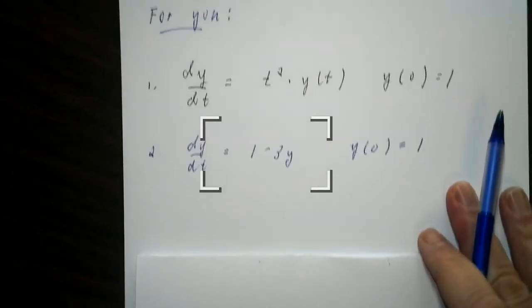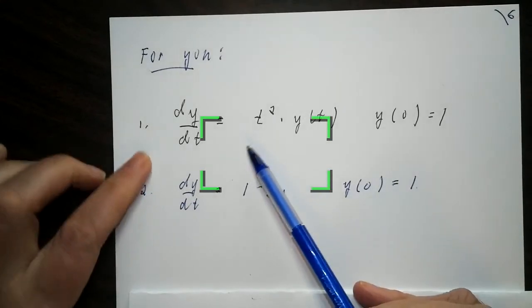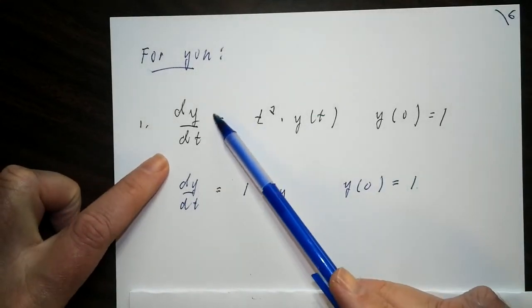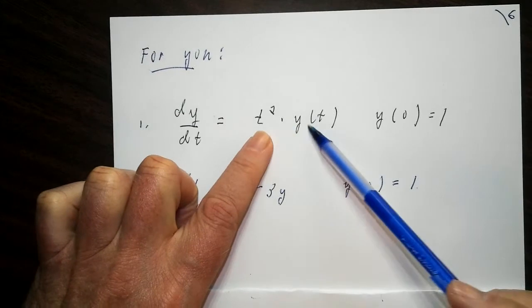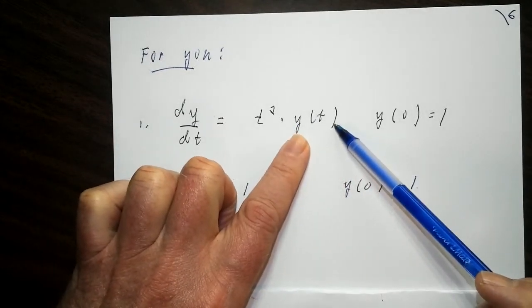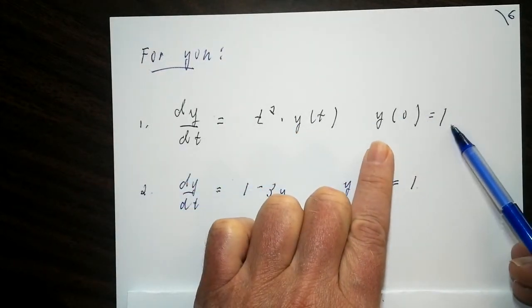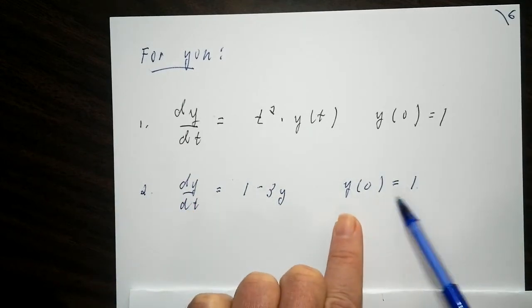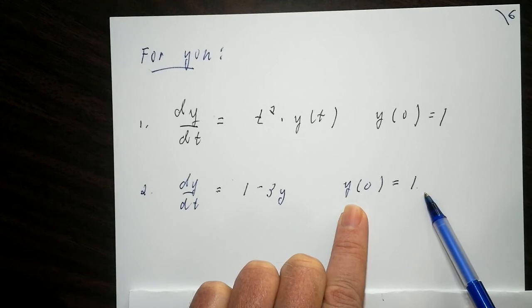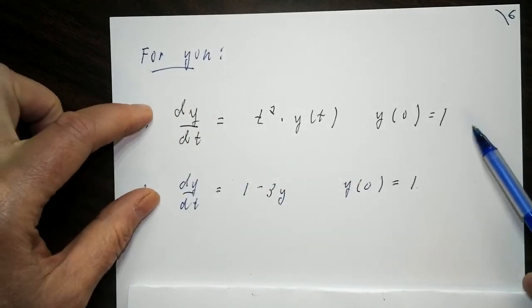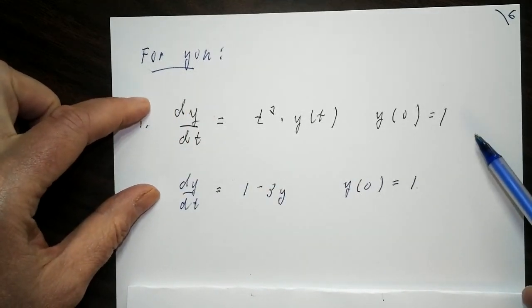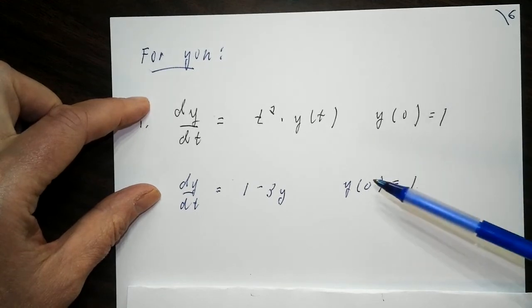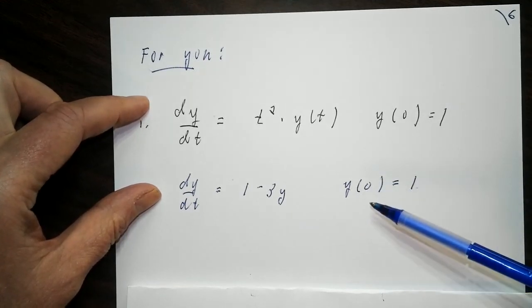Here are some problems for you to do using the separation of variables technique. dy/dt equals t squared times y, or y of t, and y of 0 is 1. dy/dt equals 1 minus 3y, y of 0 is equal to 1 there. So for each of these, the process will involve separating the variables to get all the y variables on one side, all the t variables on the other.